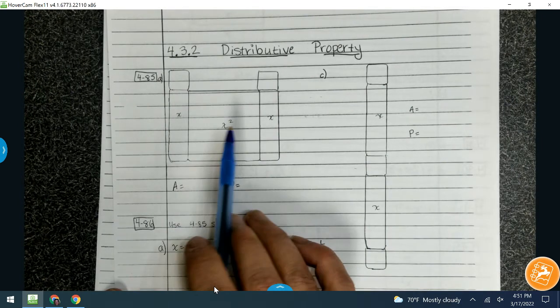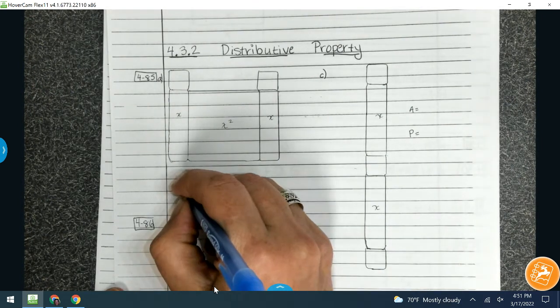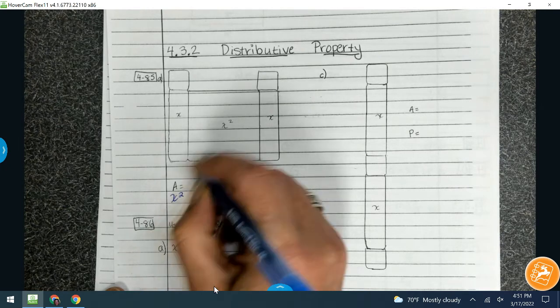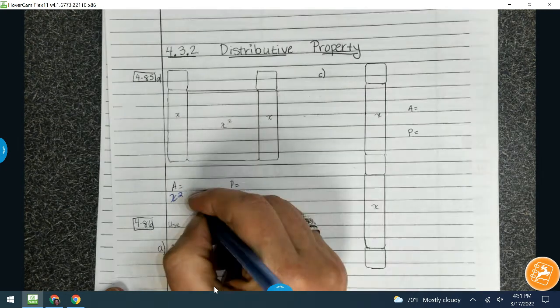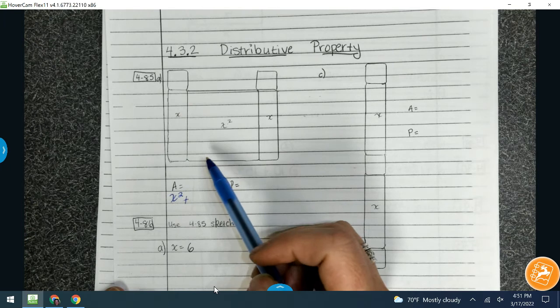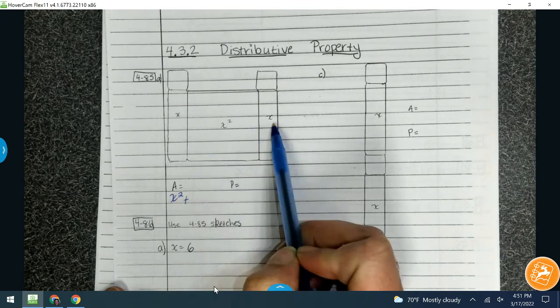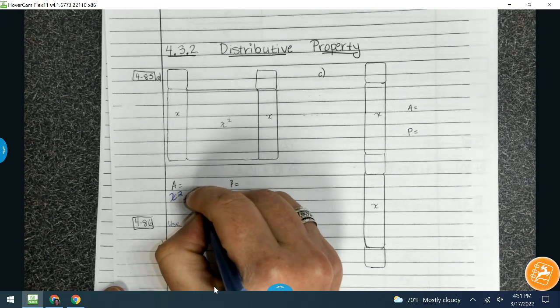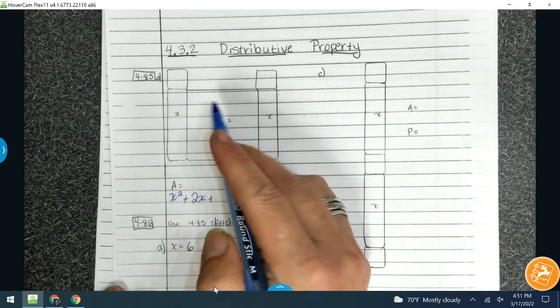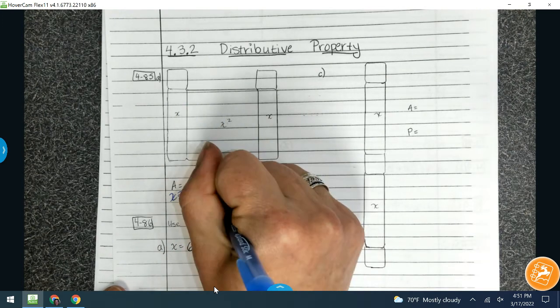And so all I need to do is figure out what tiles are here. So I have x squared, because I only have one of those, plus 2 x's plus 2 y's.